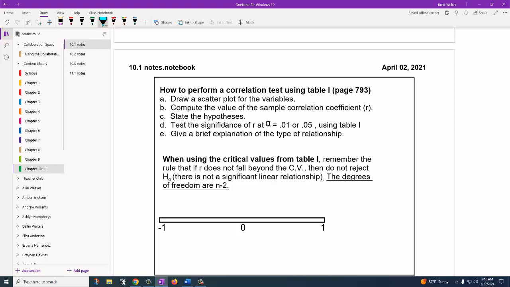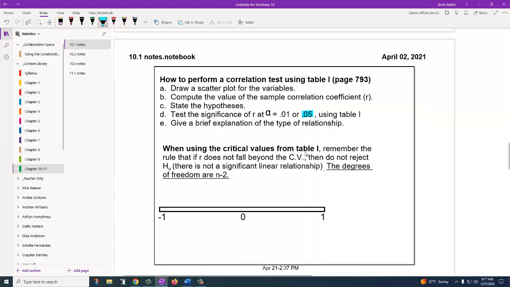And then we test the significance at either 0.01 or 0.05 using table I. Give a brief explanation of the type of relationship. If you're not handed an alpha value to use, use 0.05. It's less restrictive. It's sort of like you're accepting a linear relationship maybe earlier than you should, but if we don't have a reason to say 0.01, we'll go with 0.05 as our default.